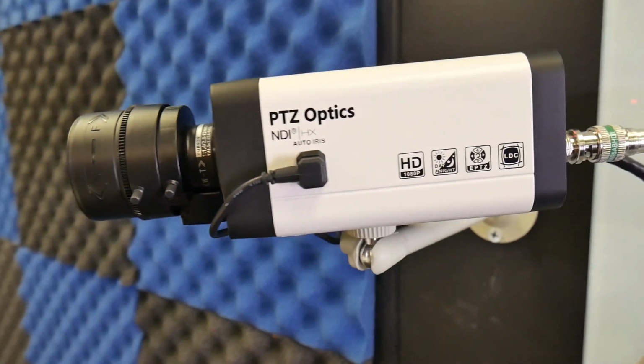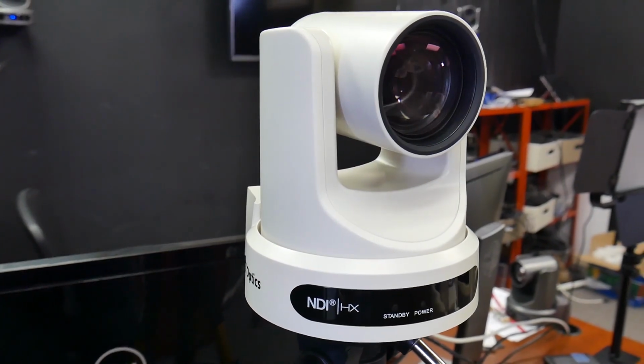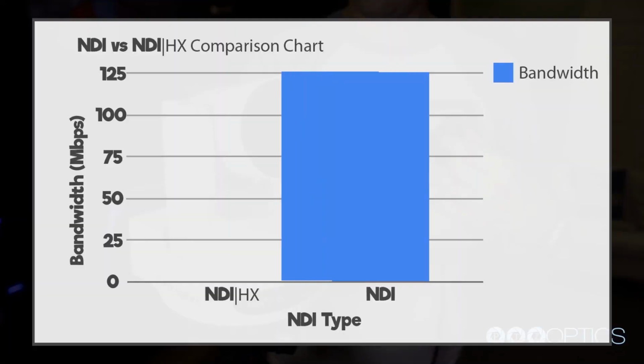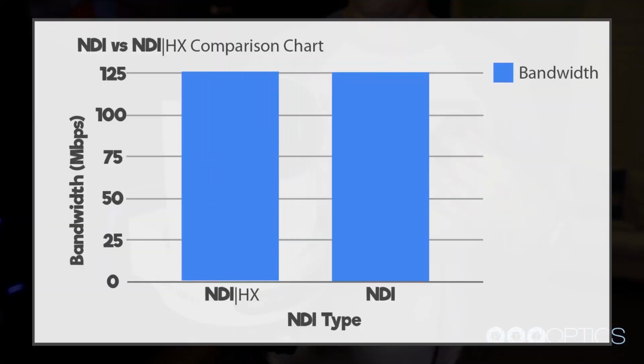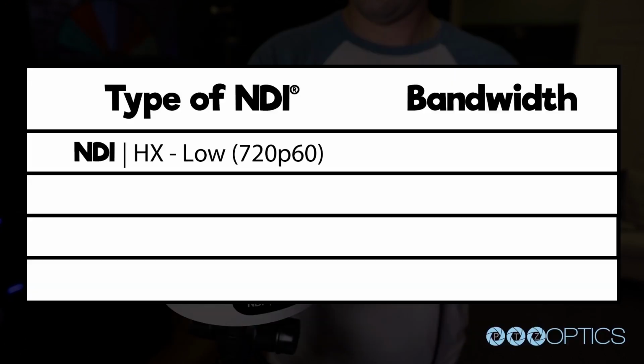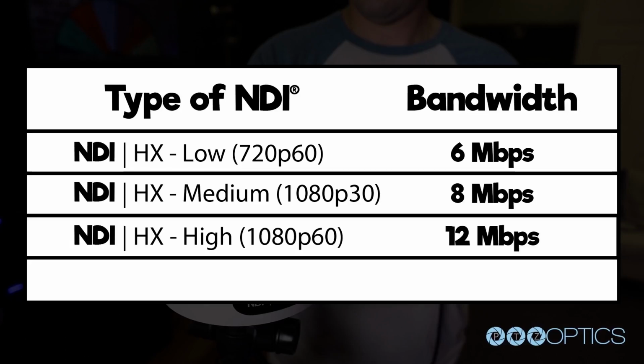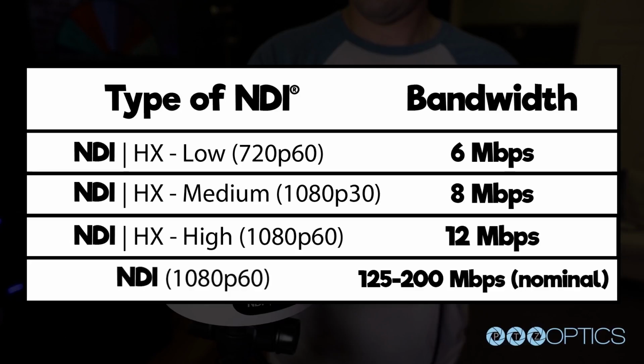The Newtek NDI does require a gigabit network infrastructure, and each NDI HX source will use roughly 12 megabits per second of bandwidth. Therefore, four NDI HX cameras will use 48 megabits per second on your local area network and leave plenty of bandwidth for other important connectivity options.